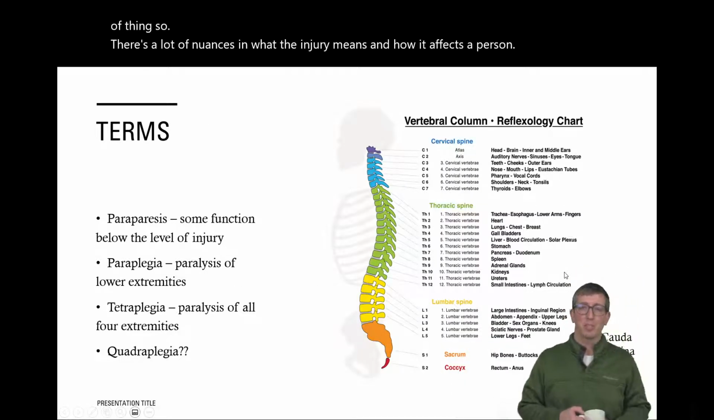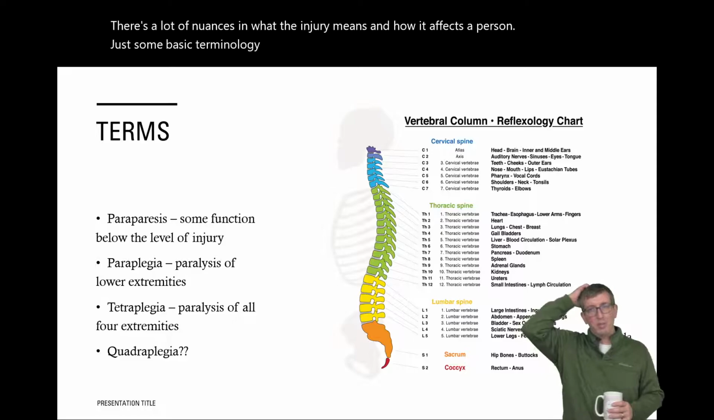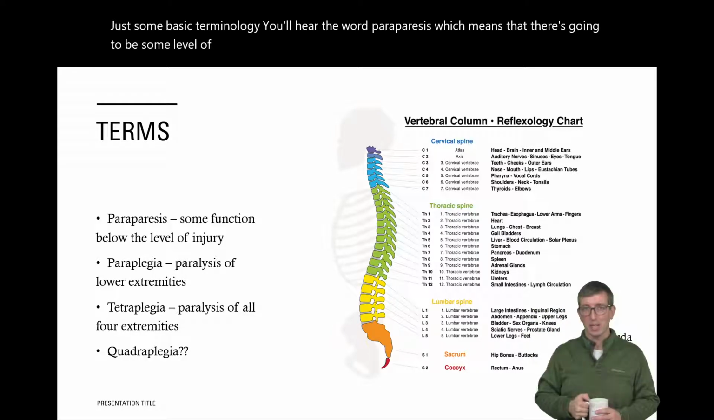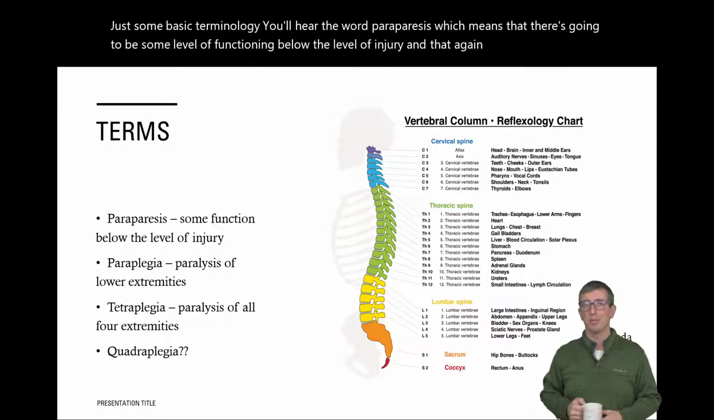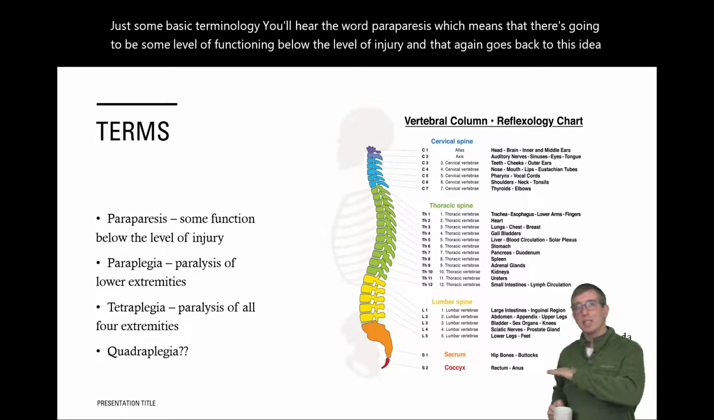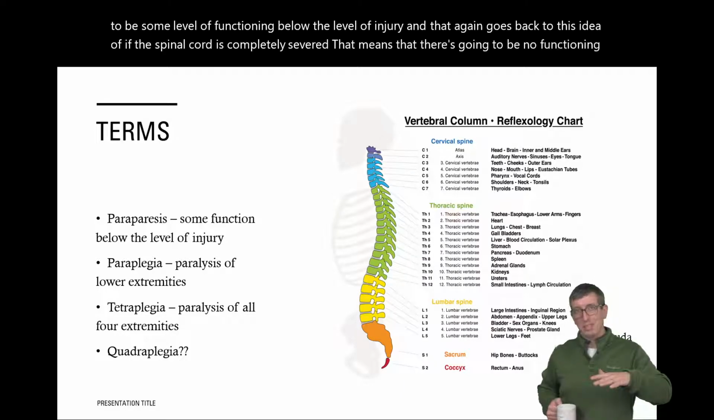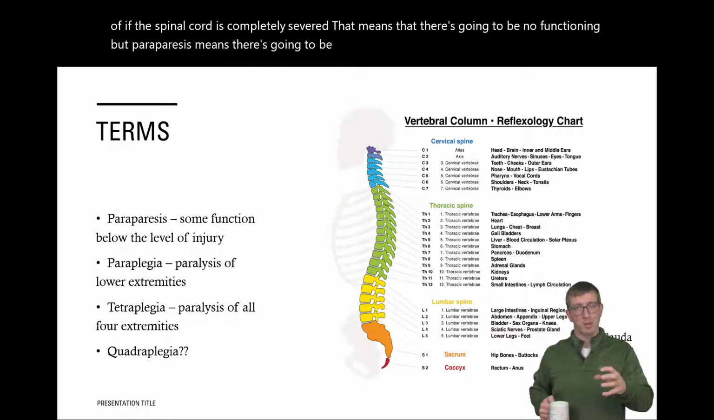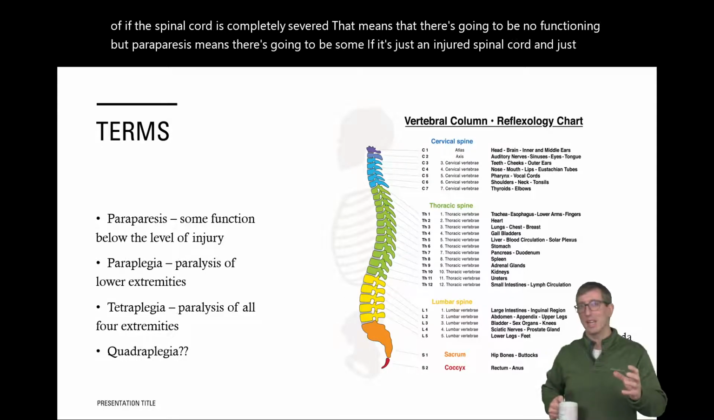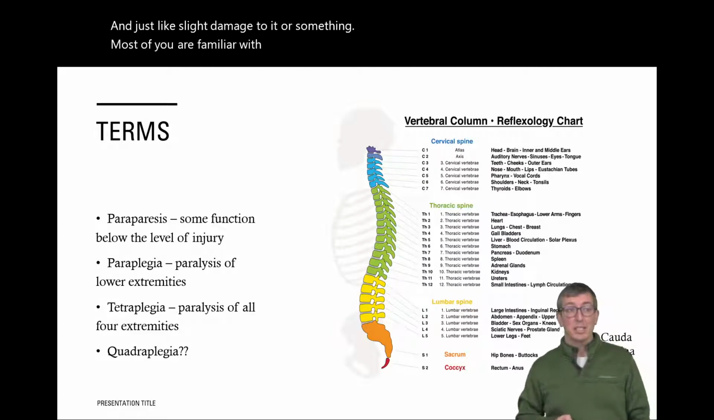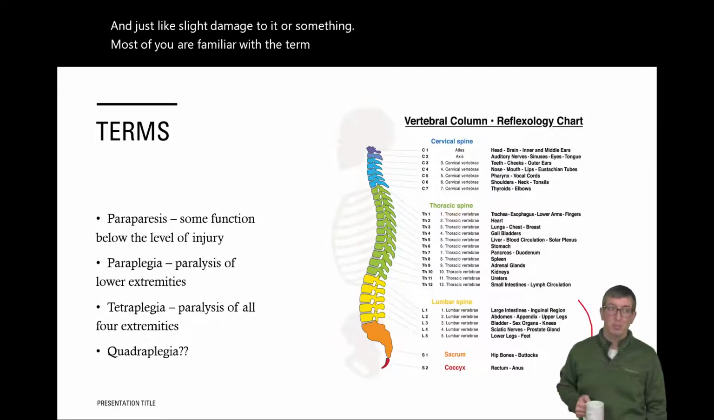Just some basic terminology. You'll hear the word paraparesis, which means that there's going to be some level of functioning below the level of injury. And that, again, goes back to this idea of if the spinal cord is completely severed, that means that there's going to be no functioning, but paraparesis means there's going to be some if it's just an injured spinal cord and just like, slight damage to it or something. Most of you are familiar with the term paraplegia, paralysis of lower extremities.